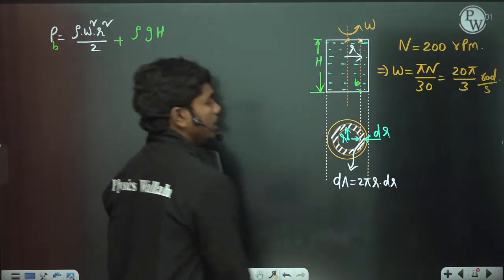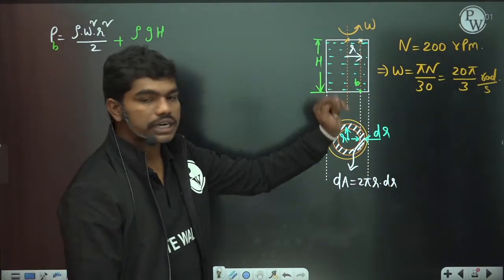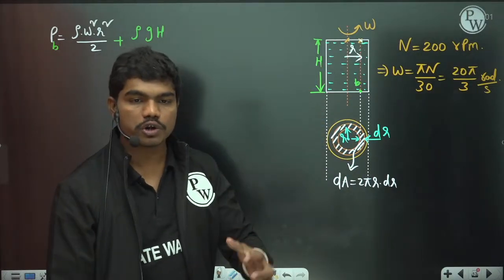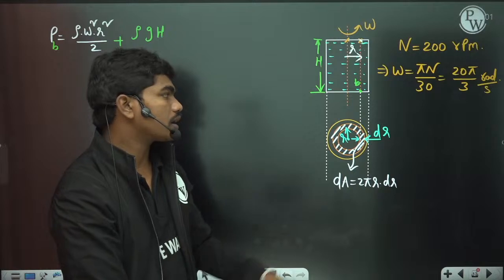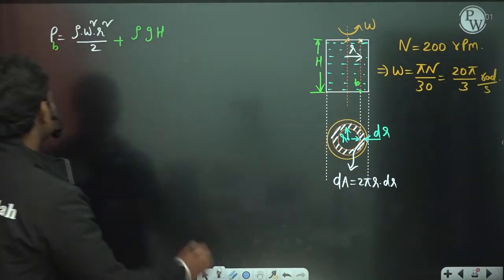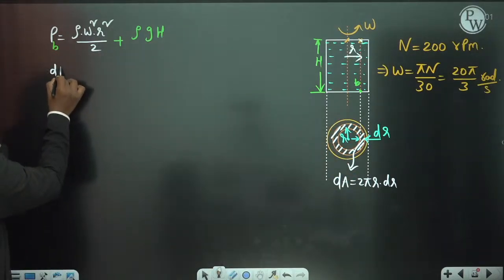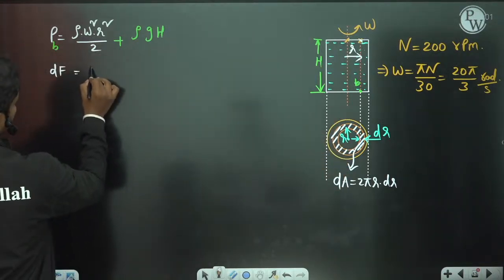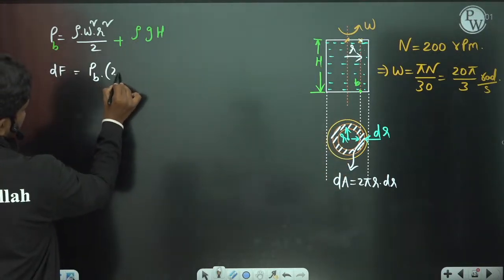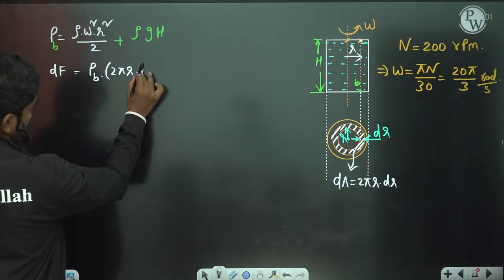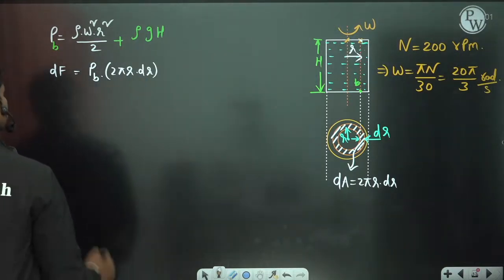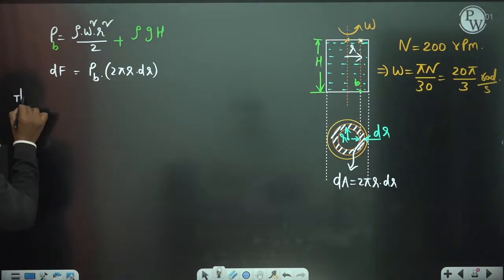At a radial location r, this much pressure is acting on this small elemental area. If you want to calculate the total thrust, you can integrate this effect. The small elemental force dF acting on the plate over this small area is p_B into the area, 2 pi r dr. Now if you integrate, how much is the total thrust?